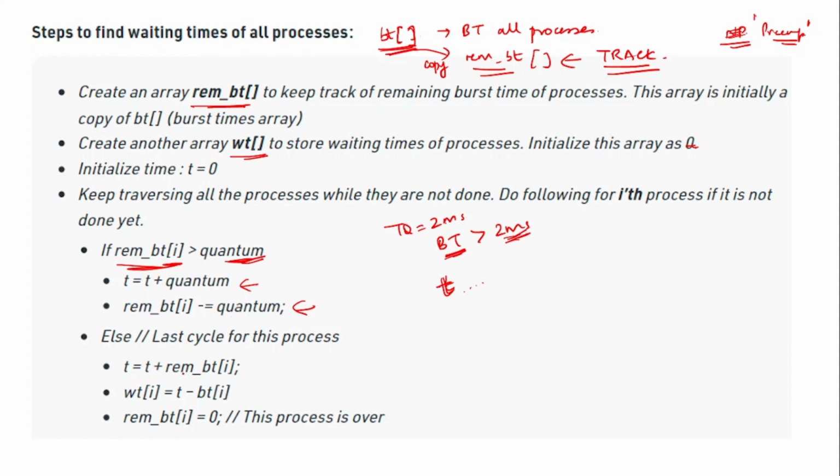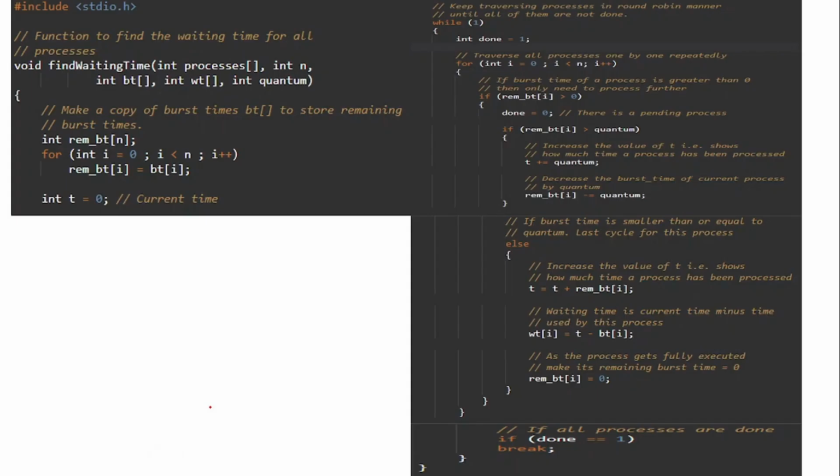Otherwise, we'll calculate again and do the same thing: we'll add the remaining time in the time quantum, and we'll also be calculating the waiting time, and we'll be initializing the remaining burst time with the variable 0. That means the process is over. Now let's see this particular code here.